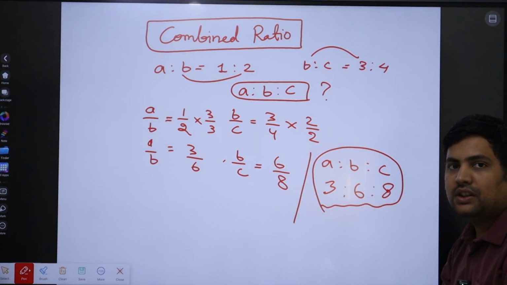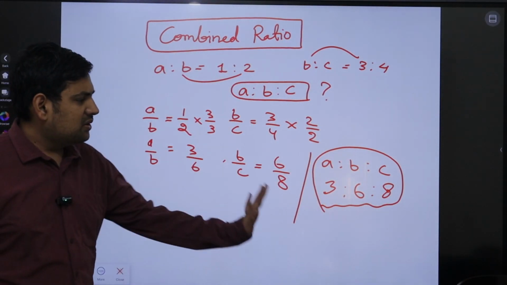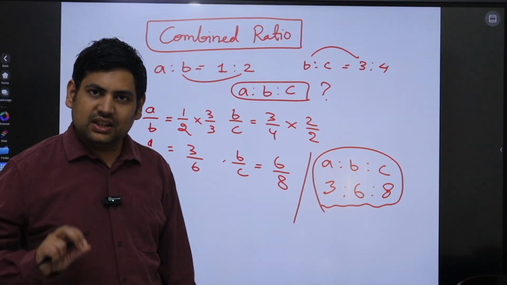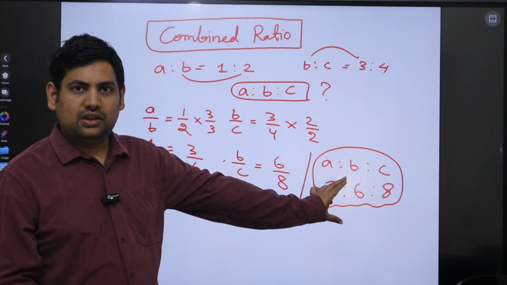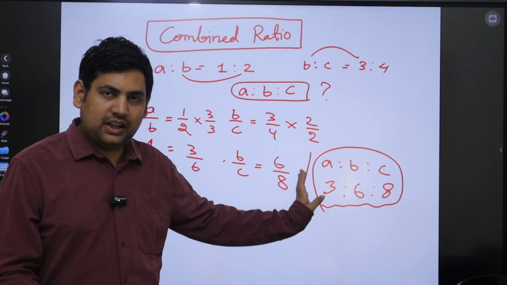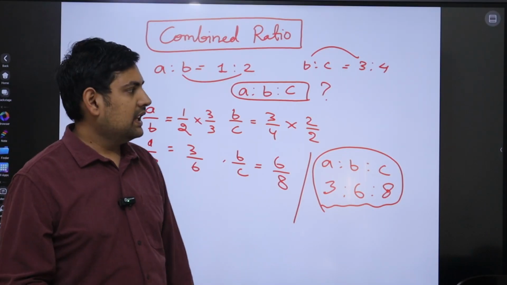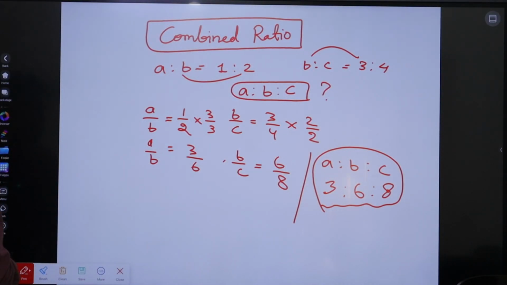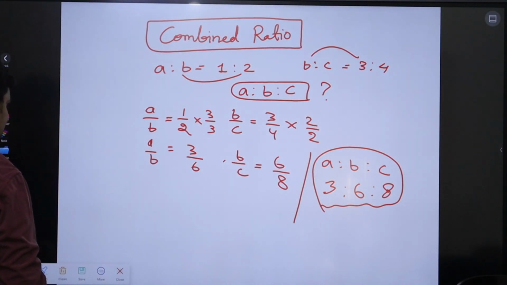This is one way of finding out the combined ratio. But we won't always be doing it like this. You understand? This is the core concept, that you use the one which is common in both of them as the base and then write the same things on this side and that side. Correct? Now let's see another method of doing the same thing. Let's take the same question.